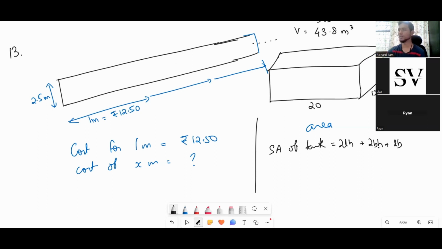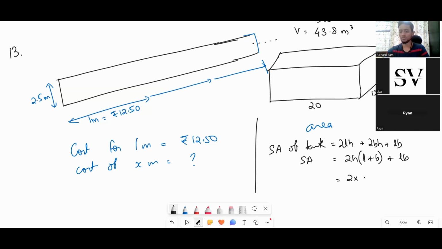Okay, so this is your full formula. If the top also was there, then it would be 2LB, and then we could take the whole 2 outside as common. But here we don't have 2LB, we have only 1LB. Alright, so we can simplify this formula. We can take 2H out. So 2H into L plus B, plus LB. This is your simplified formula.